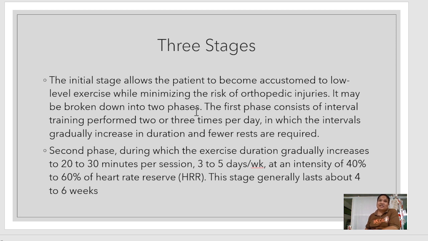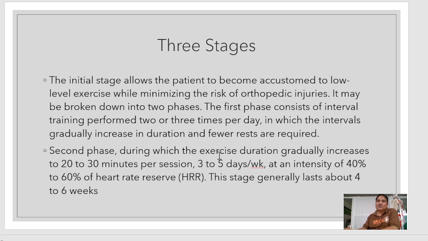So, the initial stage, you can break it down into two phases. The first phase consists of interval training 2 or 3 times per day, where the intervals gradually increase in duration and fewer rests are required. So in the first phase, you have interval training. Interval means exercise, rest, exercise. The ratio is 1:5, so 1 minute of exercise, 5 minutes of rest, at the start. But take note, the interval gradually increases.